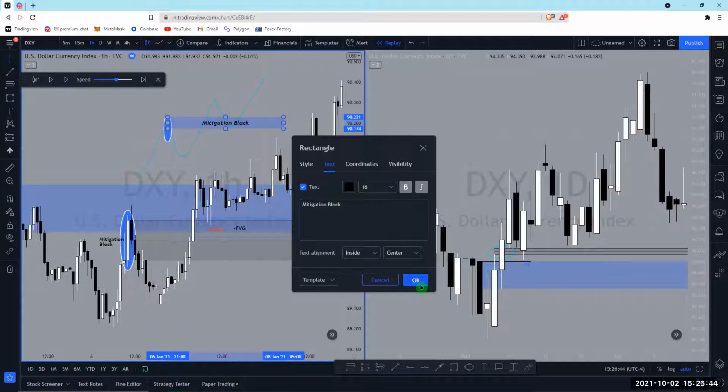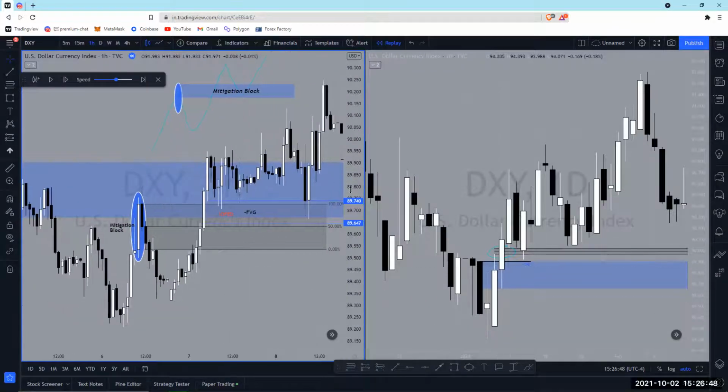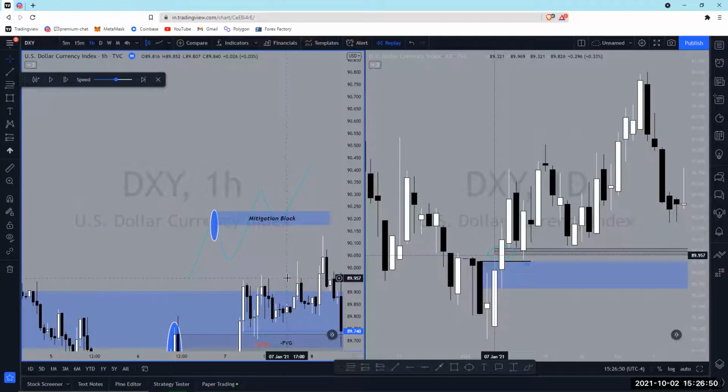Mitigation block. Now, I'm also about to show you what a breaker looks like, because you can easily get confused between the two. A breaker is going to be something very similar to this, except for one aspect that makes it different, okay?